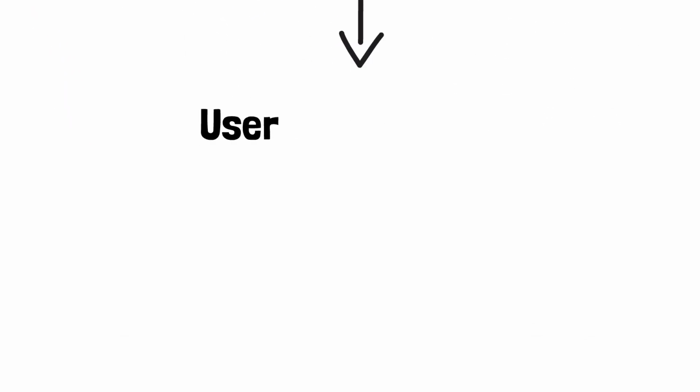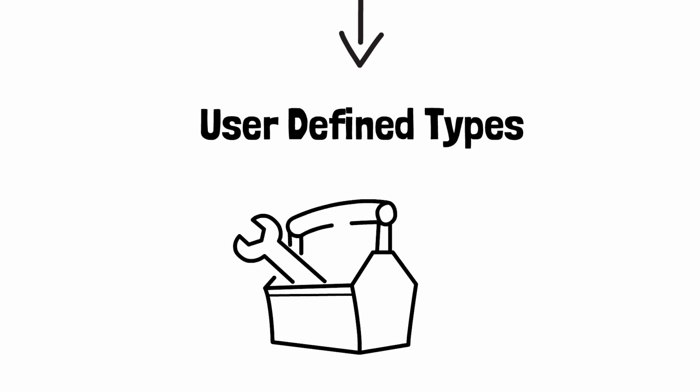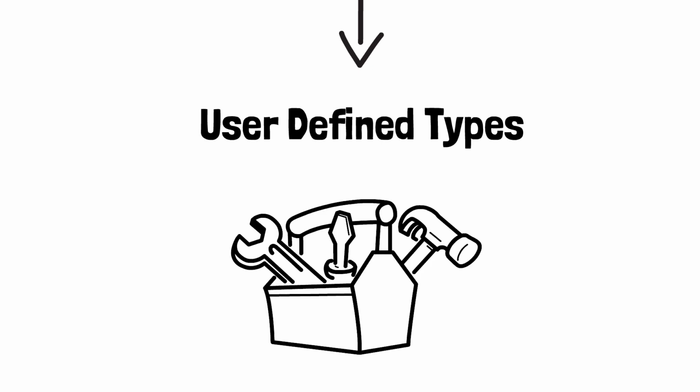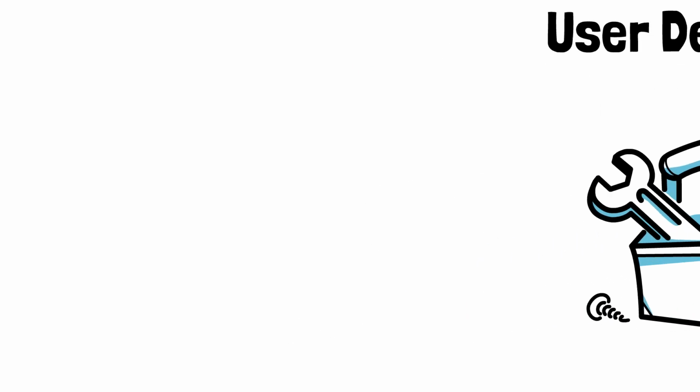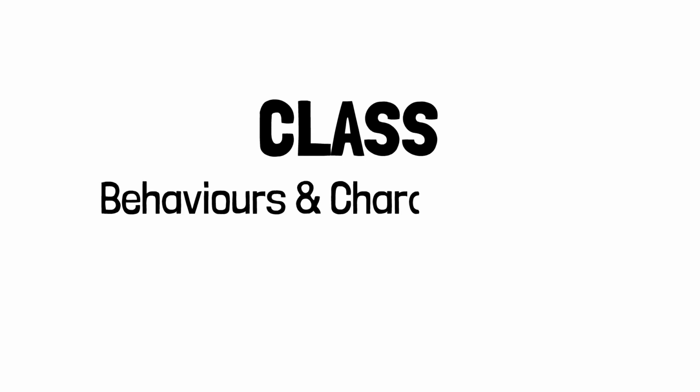So now we can move on to our user-defined types. User-defined types allow us to create our own data types, so we're not just limited to those 8 primitive types. In Java, we can make these using classes. A class holds a set of behaviors, which you may know as instance methods, and a set of characteristics, which you may know as instance variables.